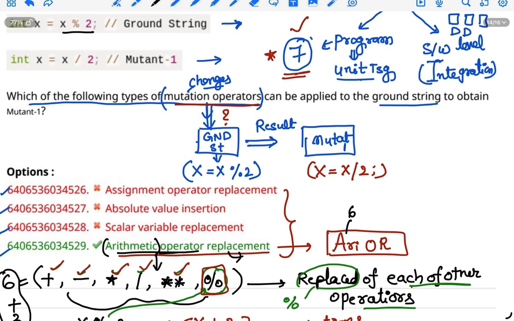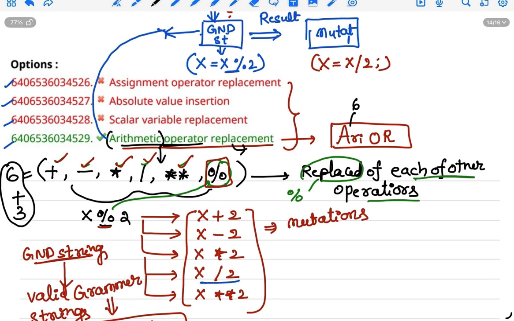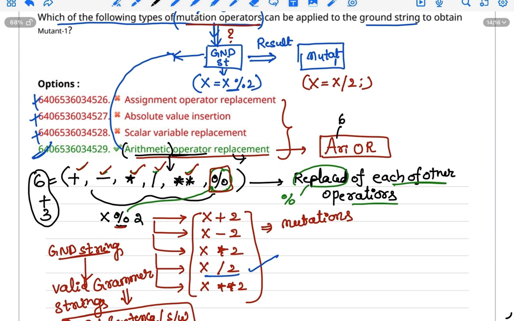If we apply this mutation operator, arithmetic operator replacement, on the ground string x percent 2, the mutant one is x slash 2. So x slash 2 is the correct answer. The rest are all wrong, all are different. We will see in the next questions. Okay, this is arithmetic operator replacement.